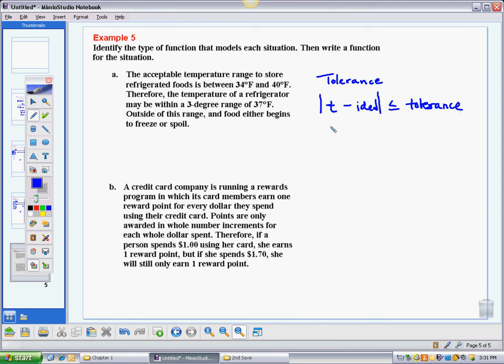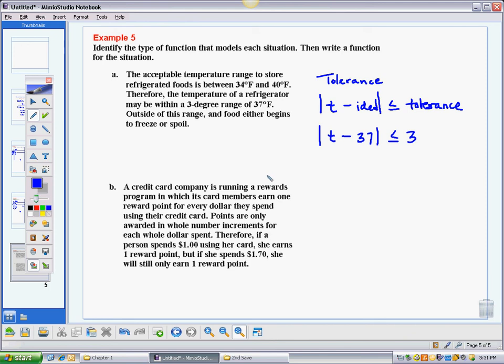Okay, so in this case, we'll have the absolute value of T minus the ideal temperature for this is 37 degrees. That's our middle of it all. Has to be less than or equal to the tolerance. Okay, and that is within 3 degrees of the situation. Okay, so if you see this type of situation where it can be a plus or minus a certain amount, that's a tolerance equation.